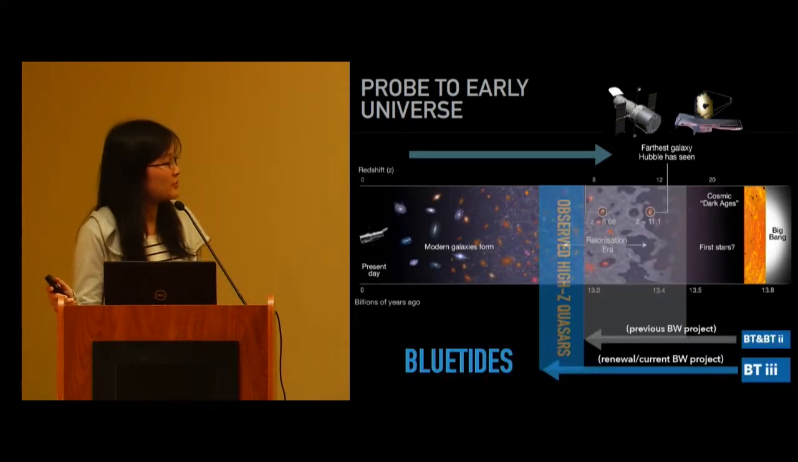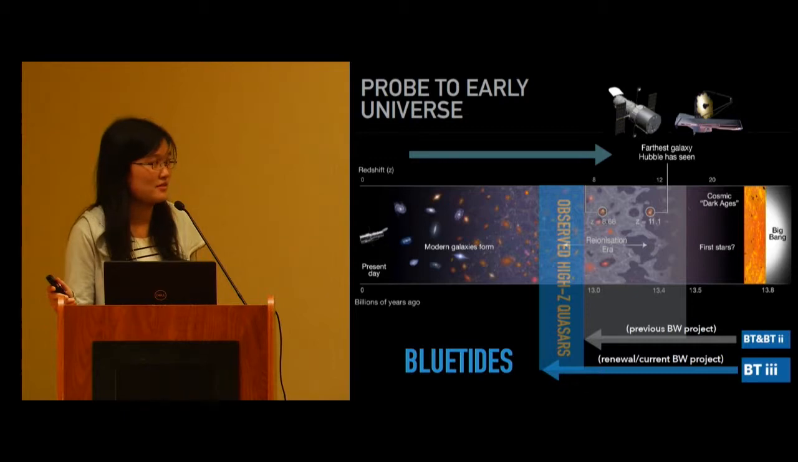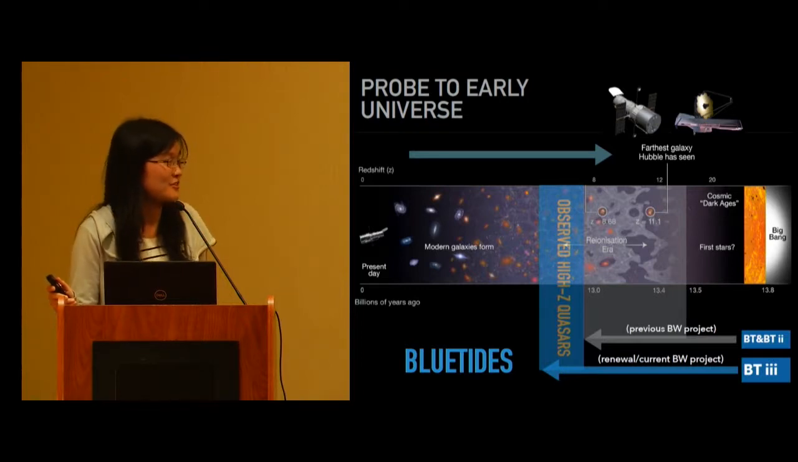The time era that the BlueTides simulation focuses on is called the reionization era. This is when the first generation of galaxies and quasars form, and the light from them starts to heat and ionize the neutral hydrogen in the universe and starts to illuminate the dark age ever since the Big Bang.